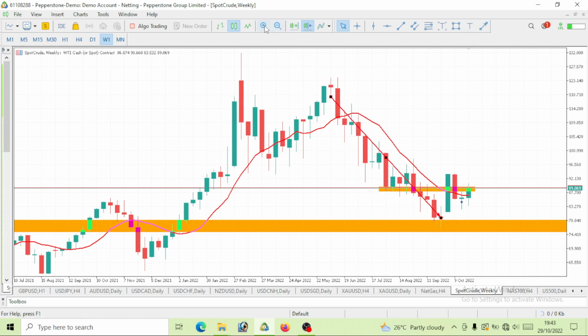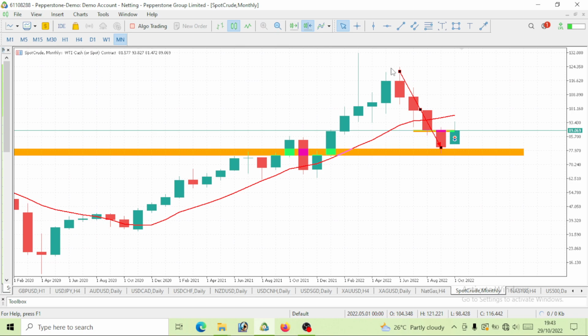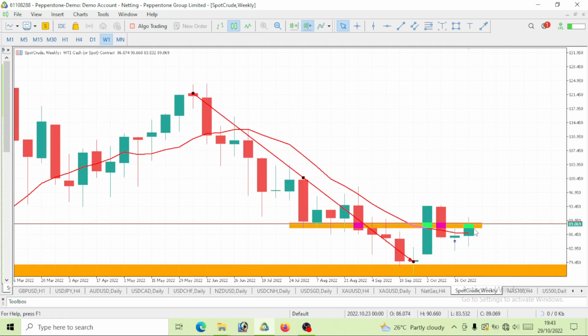So, what can we see here? This drop is kind of a correction on our monthly time frame. We all can see this correction, this drop, right? It is a correction on our monthly time frame. So this is kind of a bearish move.